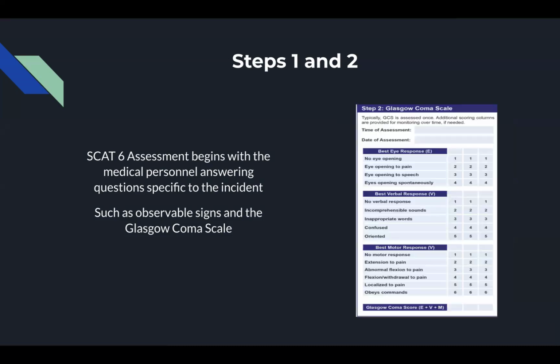Following that, you'll also complete the Glasgow Coma Scale. Now, this scale is broken into three separate sections, one being the best eye response, one being the best verbal response, and the other being the best motor response. Now, it is important to also include the time of the assessment and the date of the assessment. So if you're responding to the incident in person, you would put the time that it happened, and you also put the date that it happened. And then according to the findings you have, you'll fill it out.